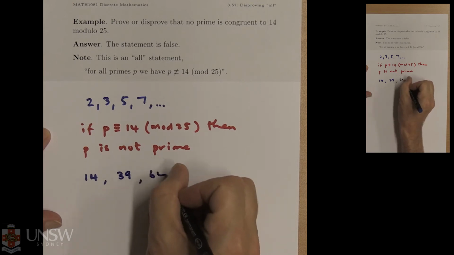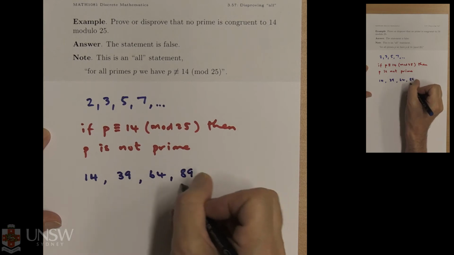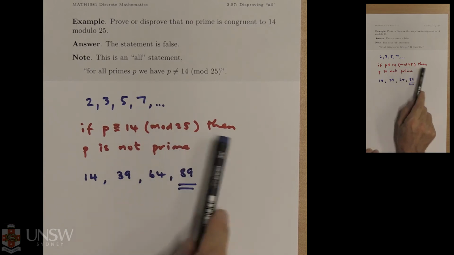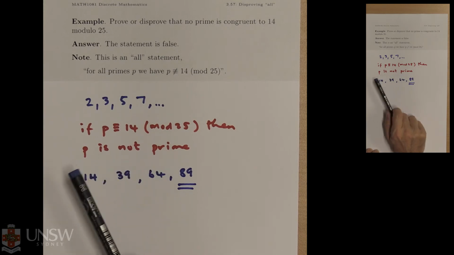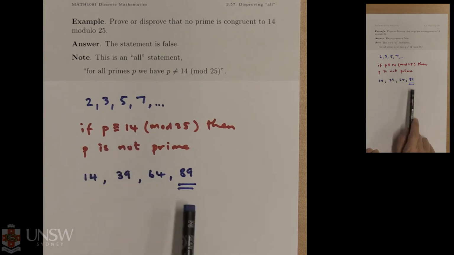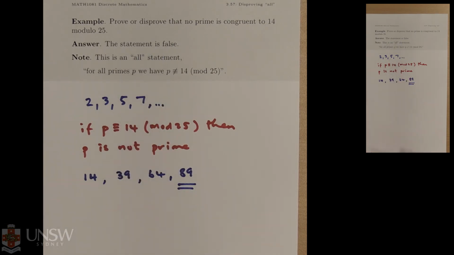We'll have 64. Well, that's definitely not prime. Next one's going to be 89. And now, if you think about it a little bit, that is prime. What do we have here? We have a counterexample. If p is congruent to 14 mod 25, then p is not prime. To prove that's false, we need an example of p, which is congruent to 14 mod 25, which is prime, and that's exactly what we've got, 89. And that's why the statement is false.